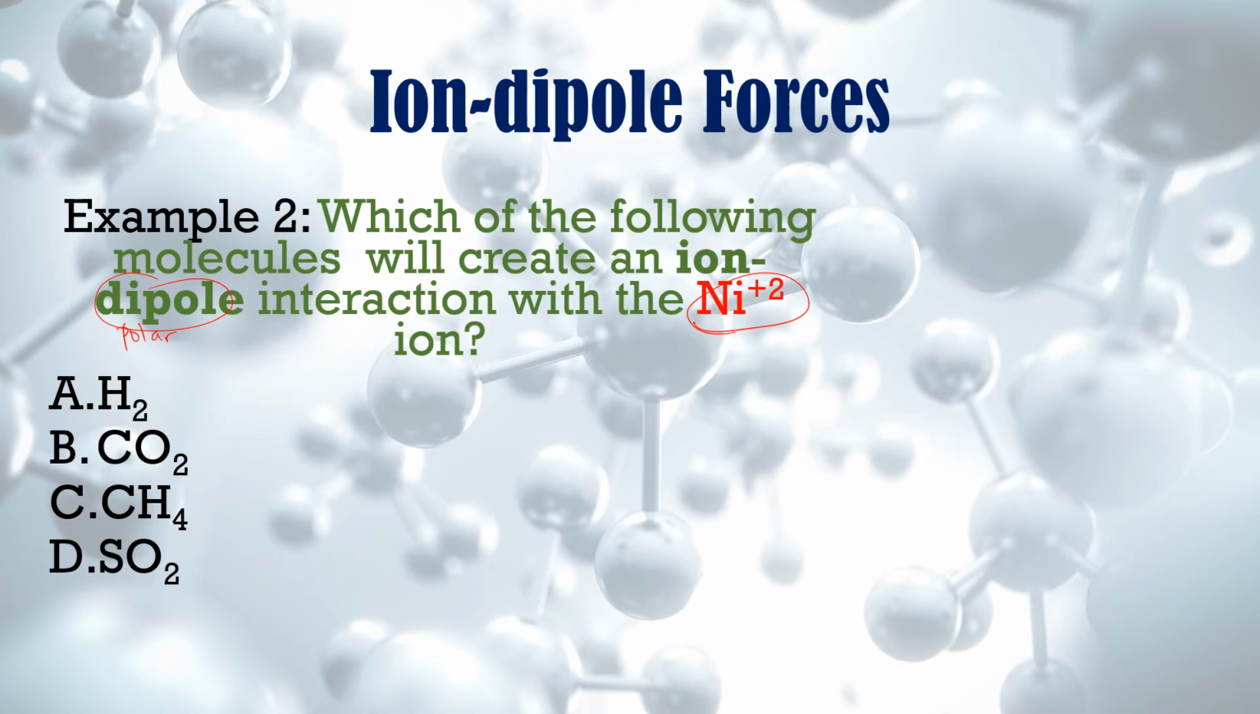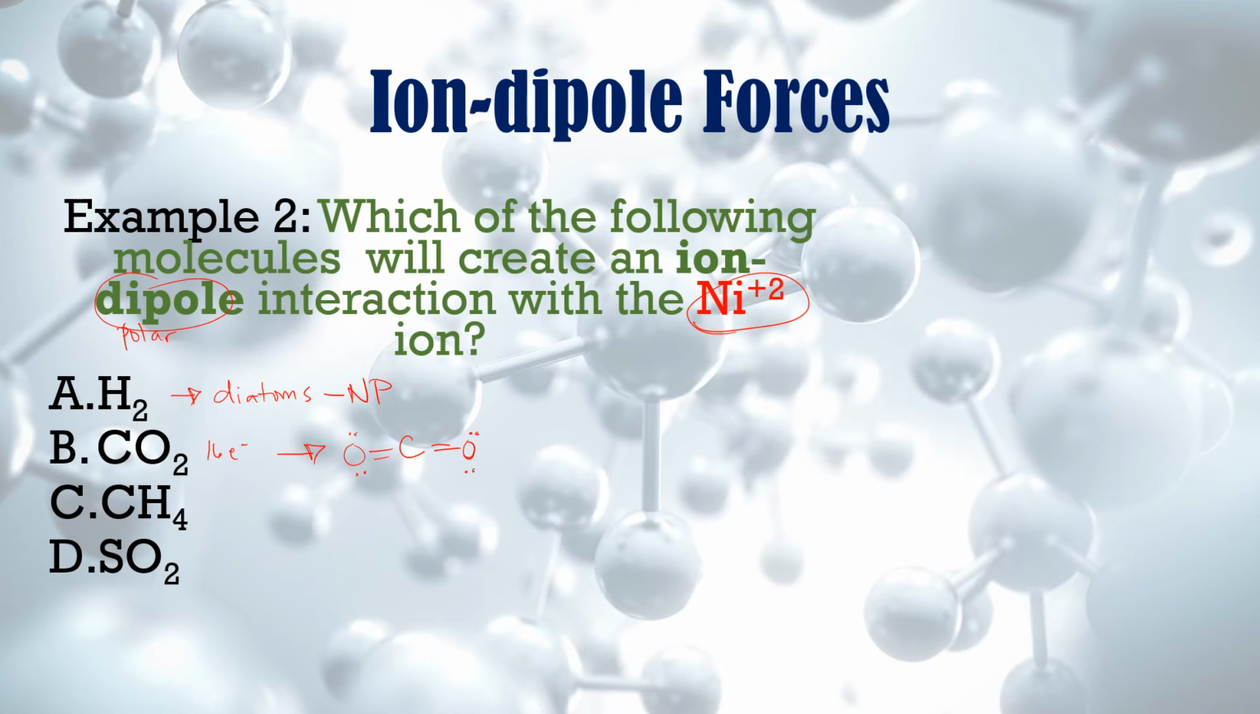So for letter A, it's a diatom of hydrogen, H2. And take note, all diatoms are automatically non-polar. So this is not the answer. For carbon dioxide, we try to draw the Lewis structure for us to determine its polarity. Carbon dioxide's total number of valence electrons is 16. So if we are going to draw the Lewis structure, it will be this. 2, 4, 6, 8, 10, 12, 14, and 16.